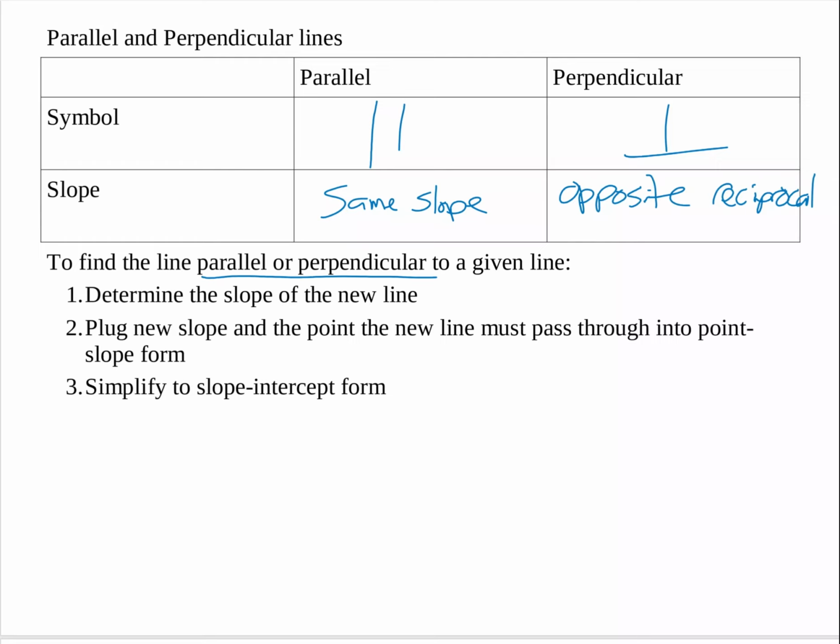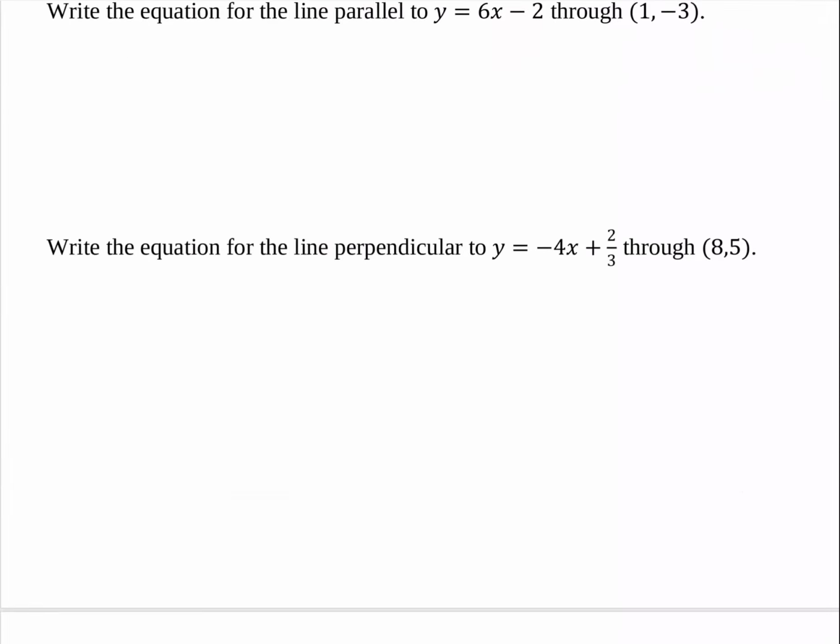Then plug in the new slope and the point that you were given into point slope form, just like we were doing last time. And then probably you'll have to put it into slope intercept form, and then you're done. Okay? These are very straightforward problems. You just have to know what the original slope was. That's all. All right? So we can practice.